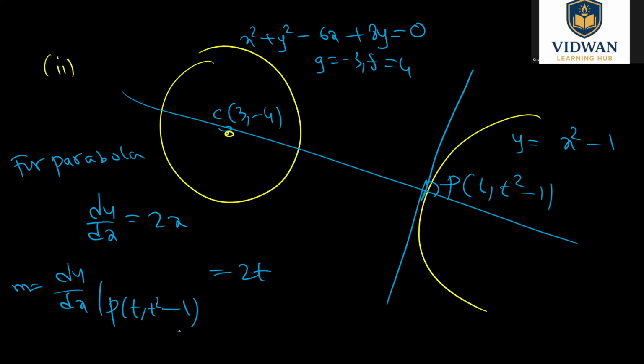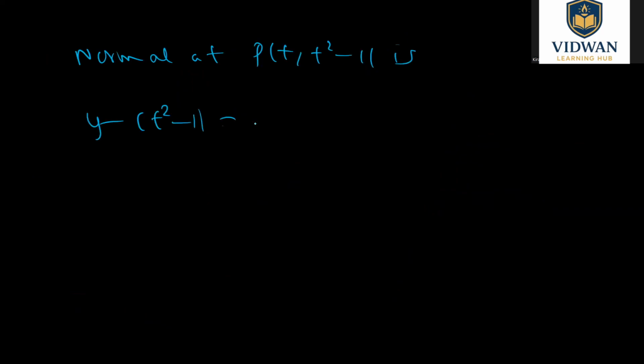Once you know the tangent slope m, you will know the normal slope. So what is the normal slope? Minus 1 by 2t. Since you know this point and the normal slope, you can find the normal equation. The normal at P, t comma t square minus 1, is y minus y1 equal to the slope, minus 1 by 2t, times x minus x1.